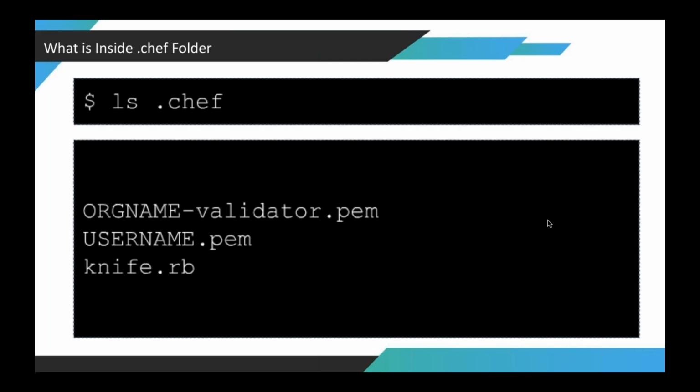Next comes your knife.rb. Knife.rb is the knife configuration file, and it basically holds the information about the remote organization, because knife is going to communicate from your workstation to the Chef server. So it should have a pointer to the organization where it has to keep all the configuration code. That information is stored inside the knife.rb file.